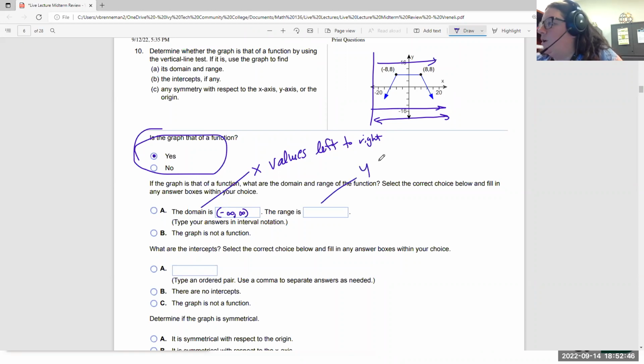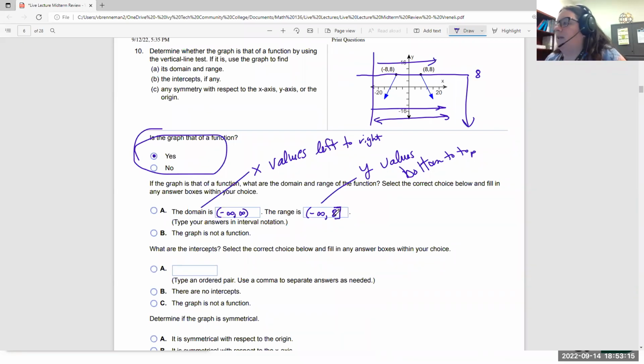For the range, you want to think of the Y values from bottom to top. So we do have a top here at 8. It doesn't go above that, but we have those arrows going down. So we're going from negative infinity, stopping at 8 with a square bracket, because at the top there were not arrows, there were not open circles. So there are actual points that have a Y value of 8.